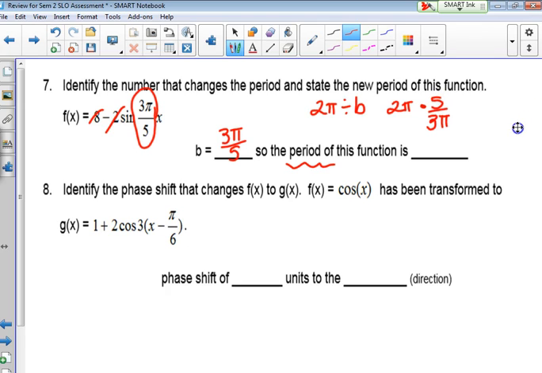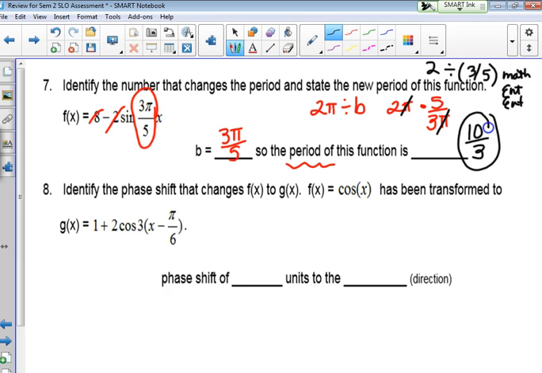What's going to happen? Yeah, pi will cancel and we get... Now, could I type that in my calculator if I left the pi off? Could I type 2 divided by 3/5, math, enter, enter? And it would give me 10/3, okay? Some of you get all freaked out when there's fractions.